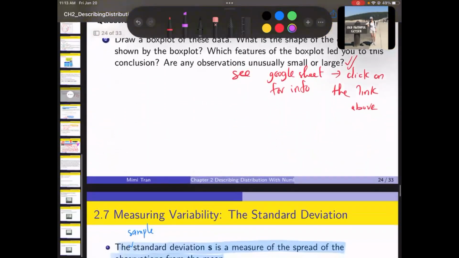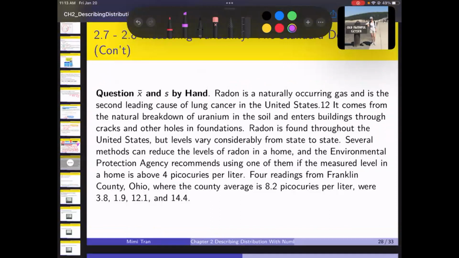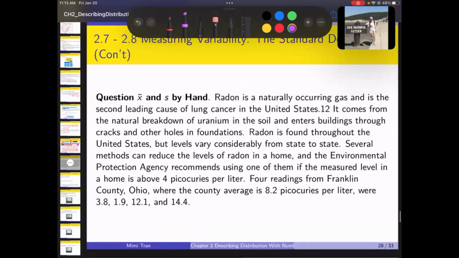Almost there. Two more slides and we'll do the quiz. We're going to calculate the standard deviation by hand. For me, I'm not very keen on doing this, but I just have to show you because when you go to a different class, they do that.